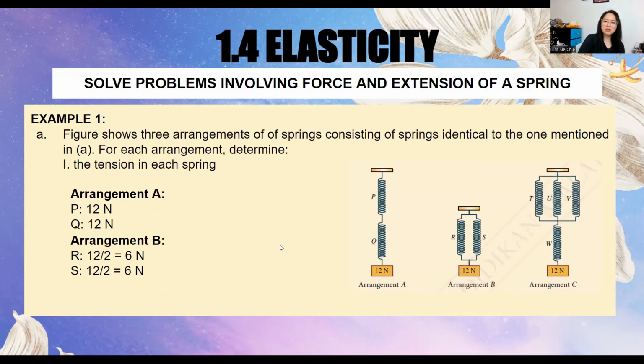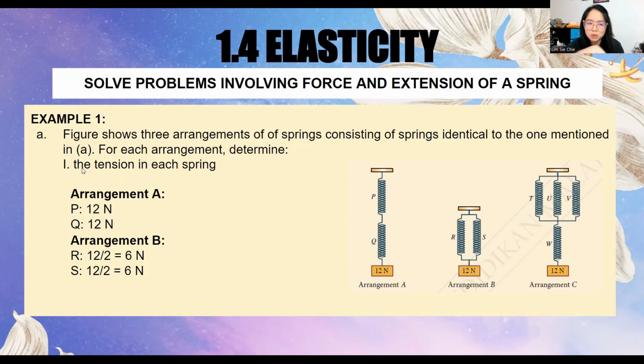Now I'm giving you 3 arrangements. I'm using the same type of spring that was given in question A just now. I'm going to arrange them in P and Q. This is in series. So like I told you in the concept just now, because the spring is experiencing 6 millimeter extension, P is 6 millimeter, and Q is also 6 millimeter.